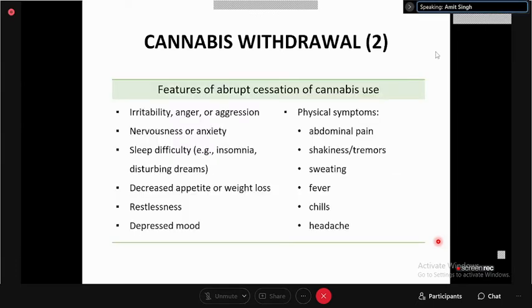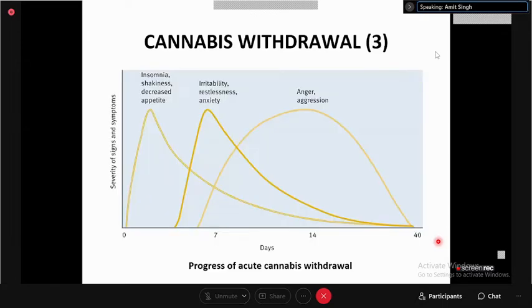So, what are the features of cannabis withdrawal? The features include irritability, anger or aggression, nervousness or anxiety, sleep difficulties, decreased appetite or weight loss, restlessness, depressed mood. Also, there are several physical symptoms including abdominal pain, shakiness or tremors, sweating, fever, chills, and headache.